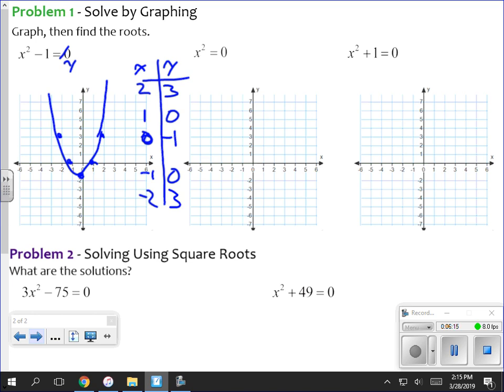Where are my zeros? Where does this graph cross the x-axis? Crosses it here at 1 and here at negative 1. And if you look at our numbers here in our table, 1 and negative 1. When I put 1 into the equation, what did I get? I got 0. When I put negative 1 in the equation, what did I get? I got 0. Those are my zeros. Those are my roots. Those are important places. We're going to spend most of the rest of this chapter trying to find zeros in one way or another. Okay? Those are the important places. Okay.